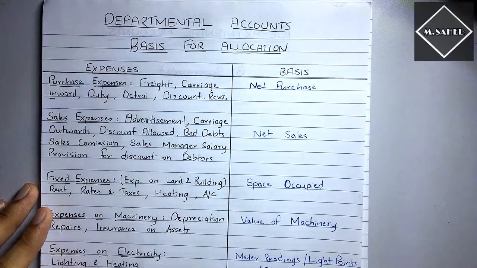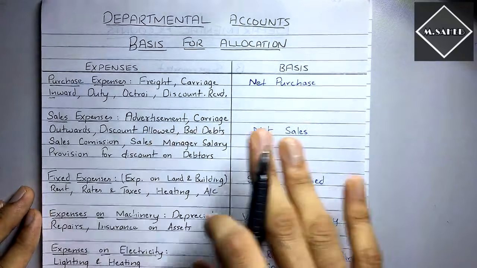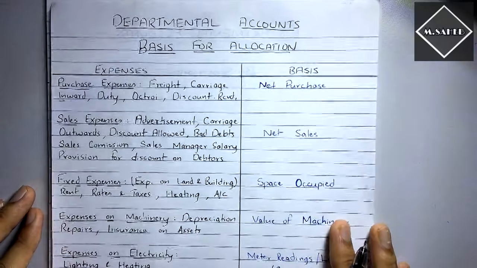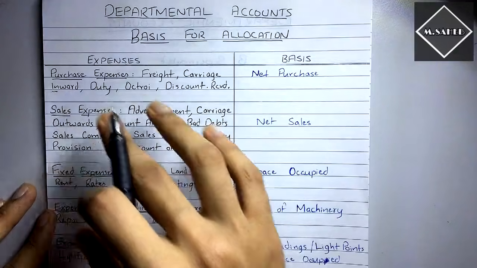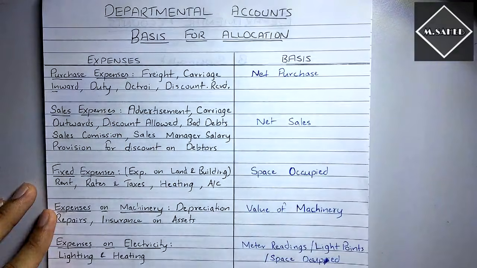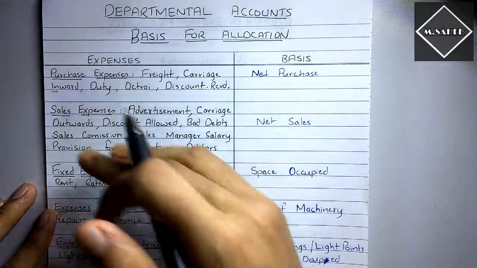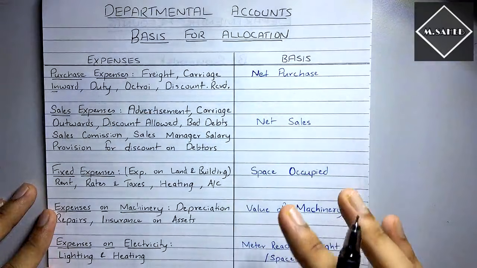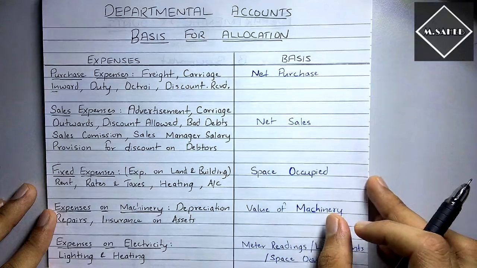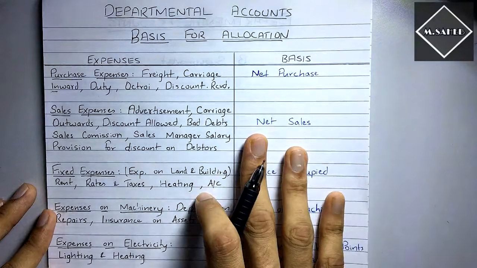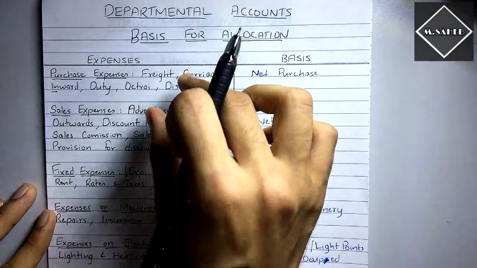All right, but here I want to explain to you about the expenses and the bases. See, most of the students try to memorize this list. Okay, they try to learn this list by heart, but that's not very good. Because if you try to memorize this, then in the exam you will probably forget it. So don't try to memorize. This list is very simple. You don't have to memorize. You just have to understand the expenses.